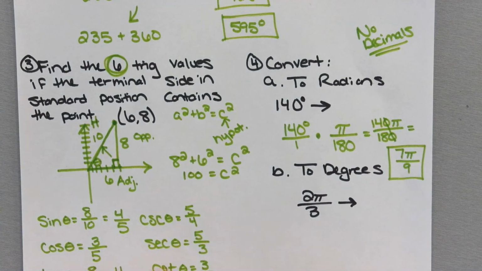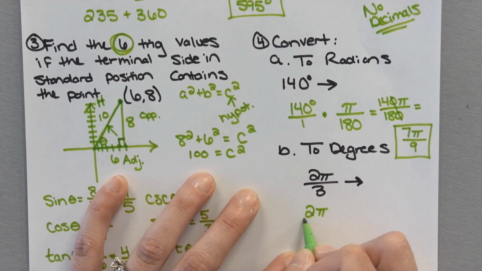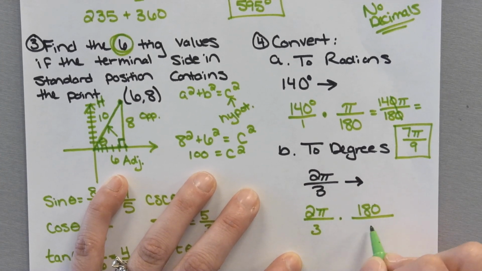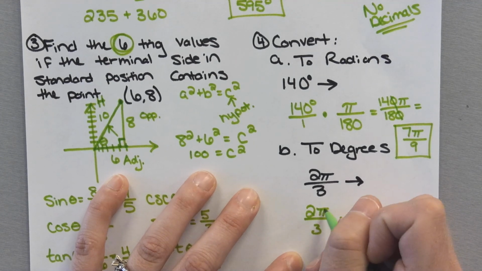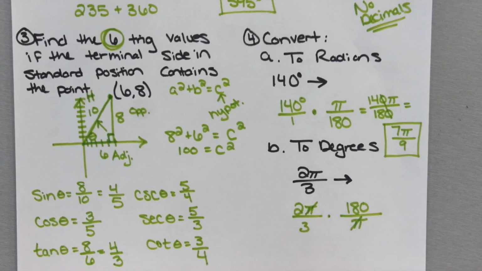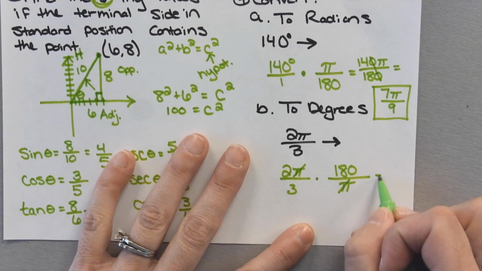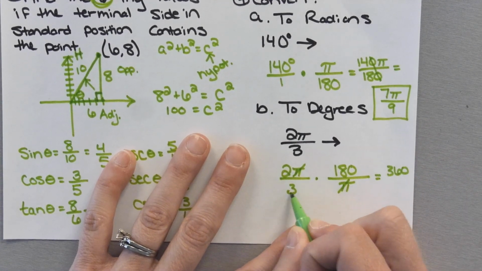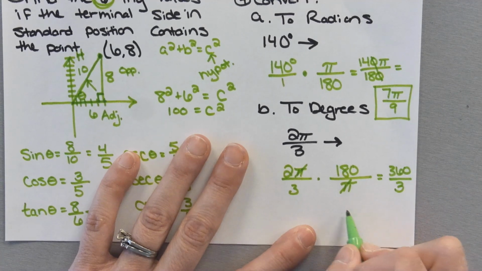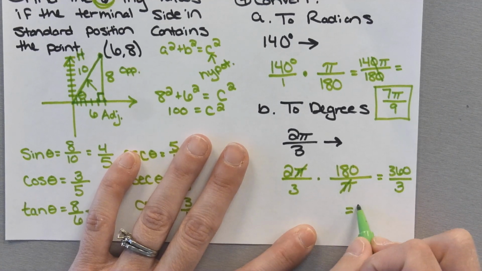Alright, last one, 2 pi over 3. Converting again. 180 goes on the top this time. Pi goes in the bottom. And that's nice because then our pi's cancel. 2 times 180 is 360. And then 3 times, there's basically a 1 here. 3 times 1 is 3. What do I get when I divide?